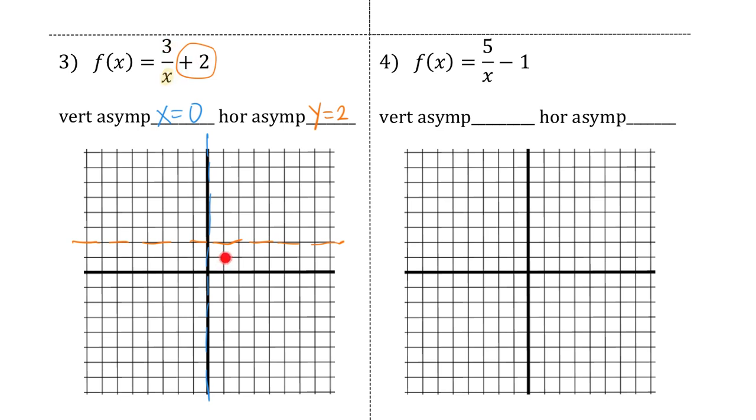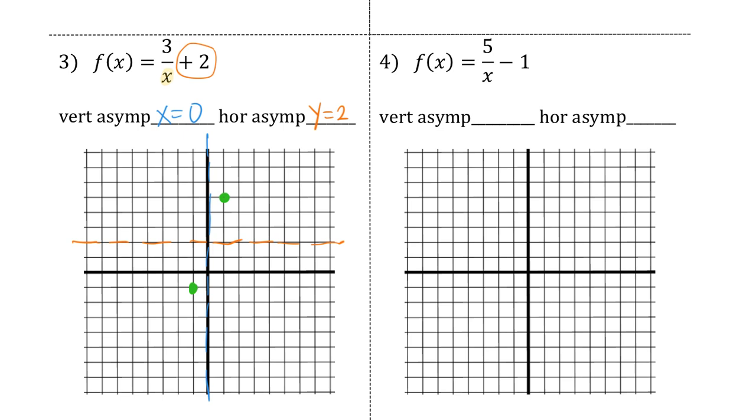So at 1, 5. Okay, and then if I plug in negative 1, 3 divided by negative 1 is negative 3. Negative 3 plus 2 is negative 1, which is down here. I'm going to show you another fun pattern for this. Since this is a 3, if I start from where the two asymptotes meet, if I go right 1, up 3, it hits. If I go left 1, down 3, it also hits. So that's another pattern you can use.